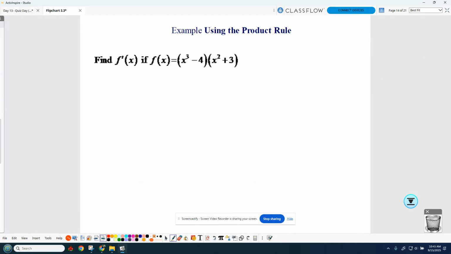Anyway, can you try it without expanding, but to do first times the derivative of the second plus second times the derivative of the first? Try it that way.